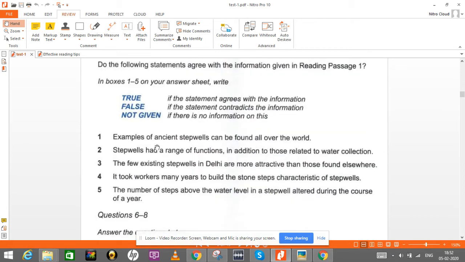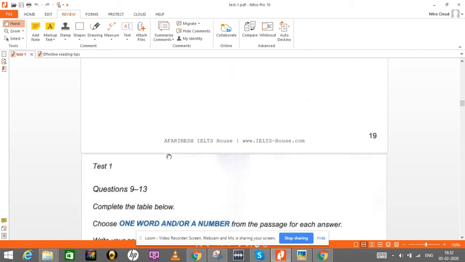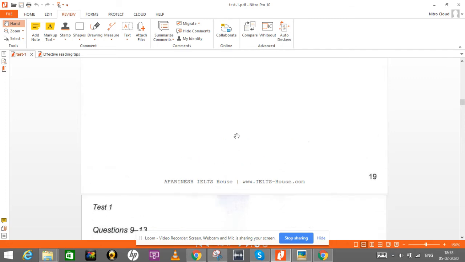So for questions like these, false, true, not given, for questions like one word answer, you will at least know where to locate the answer. So it will save your time for locating the answer. Then it will turn out easy. Then you just have to justify the answer. This is your strategy one.